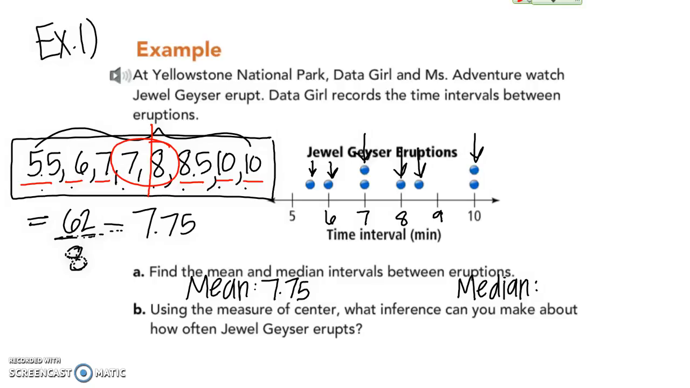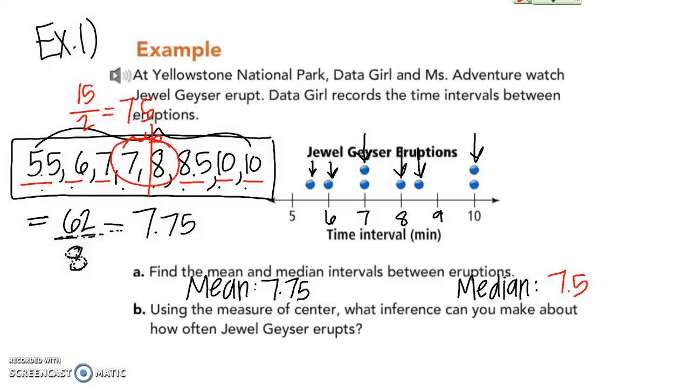Now remember what I said we do. When we have 2 numbers in the middle, I'm going to add those together and then divide by 2. So 7 plus 8 is 15. 15 divided by 2, in the calculator, that is 7.5. So my median is 7.5.